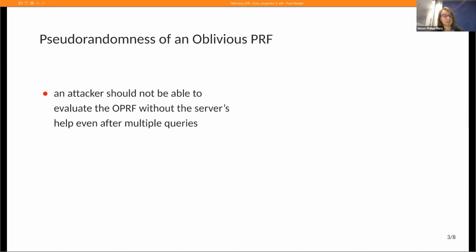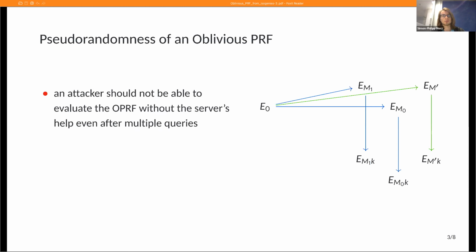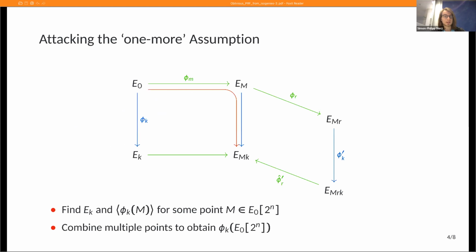The P in OPRF stands for pseudorandom, and thus without knowledge of the key K, an attacker should not be able to predict the function or evaluate the OPRF without the server's help, even after multiple queries. So if you have one query from E_0 to E_M0, evaluated by the server to E_M0K, and another query from E_0 to E_M1, evaluated by the server to E_M1K, it should still be hard to compute the curve E_M'K. Basso, de Kock and Wu based the pseudorandomness of their OPRF on a new so-called auxiliary one-more assumption. In our paper, we give two attacks on the one-more assumption that also break the pseudorandomness of the OPRF.